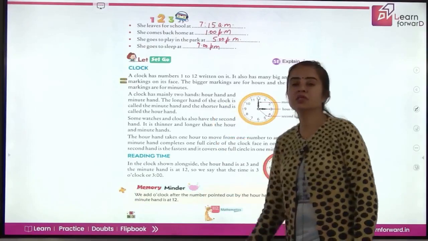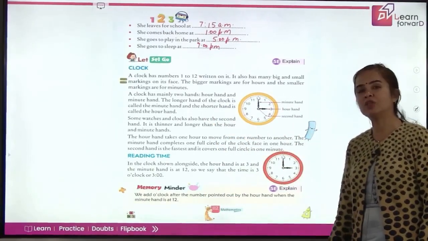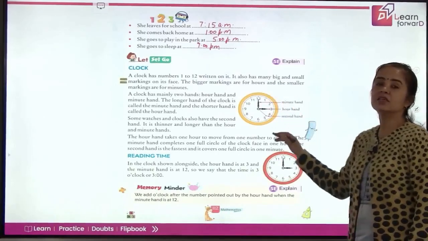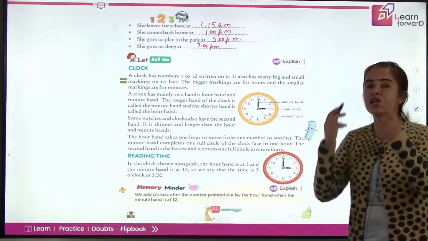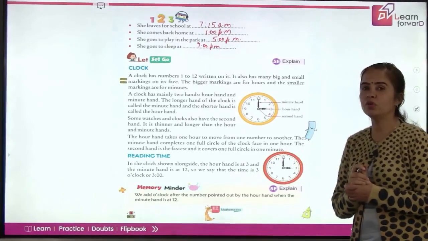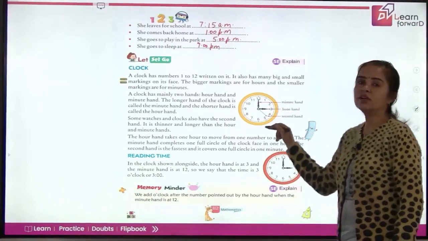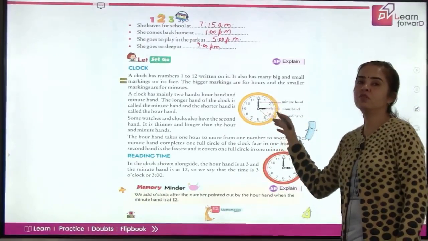Now, this is a clock that tells you time. That helps you in being punctual. What is this? This is the face of the clock. Just like all of you have the face, this is the face of the clock. And what is it called? Do you know? This is called a dial. Now, on the face, you find the numbers from 1 to 12.